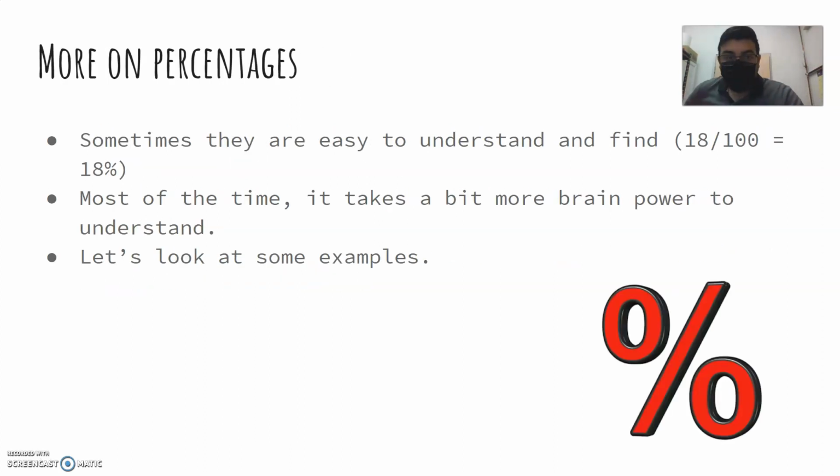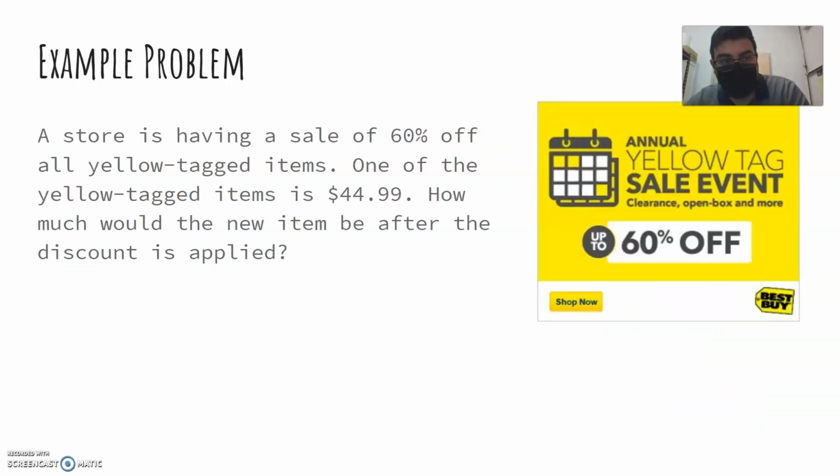So here's a little more on percentages. Sometimes they're easy to understand and find. Like 18 over 100 is very easily 18%. Anything over 100, that's how much it's going to be. But most of the time, it takes a bit more brain power to understand. So we're going to look at some examples. In addition to these examples, we're going to be doing word problems for it, so you guys get a little practice for that.